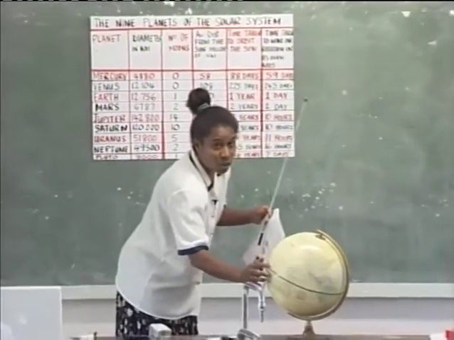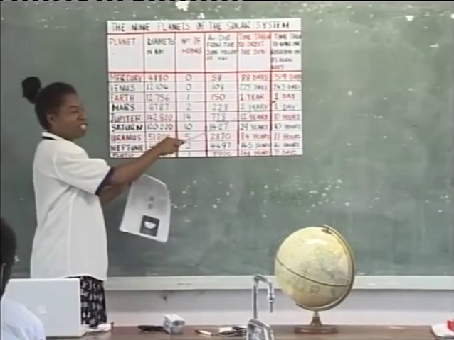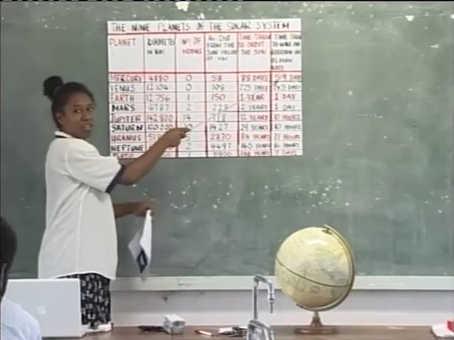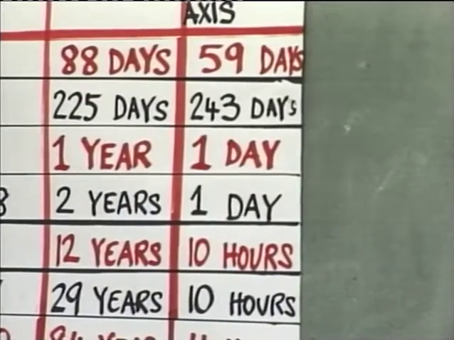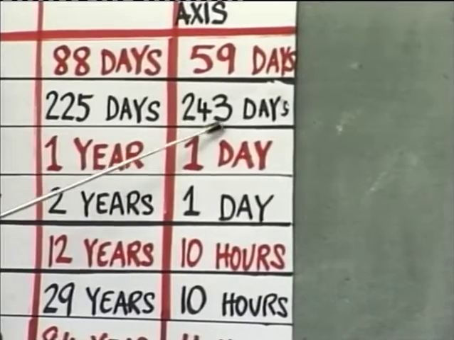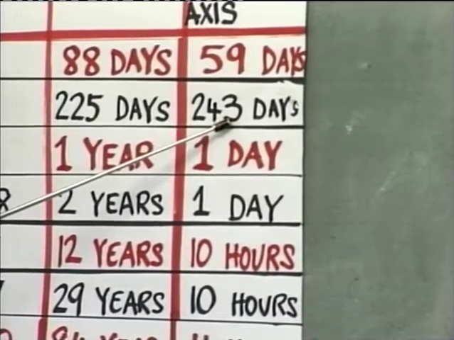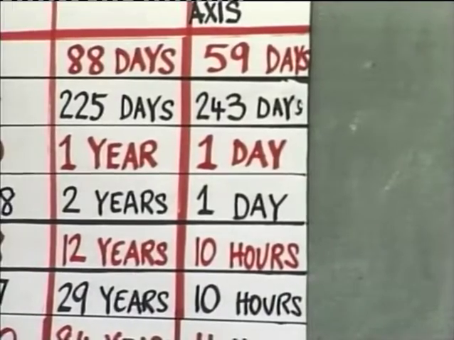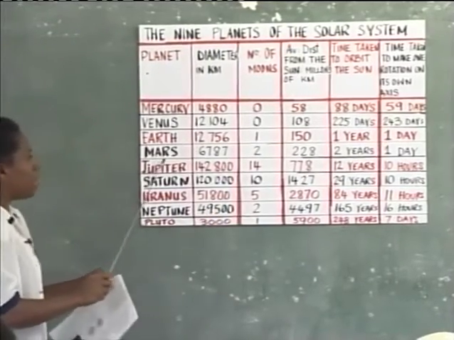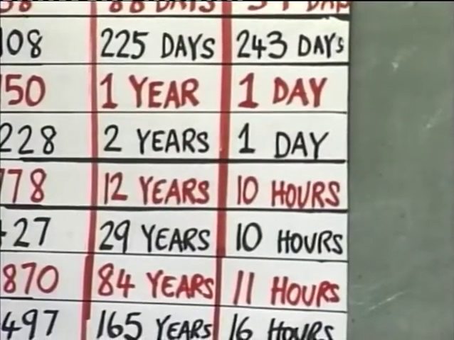Is that fast or slow? It's very slow, yes. If it takes 1 day for the Earth to make one rotation, Mercury takes 59 days to complete one rotation. Venus takes 243 days to complete one full rotation. The Earth, we know already, 1 day, which is 24 hours. Mars will take 1 day, similar to the Earth, 24 hours.